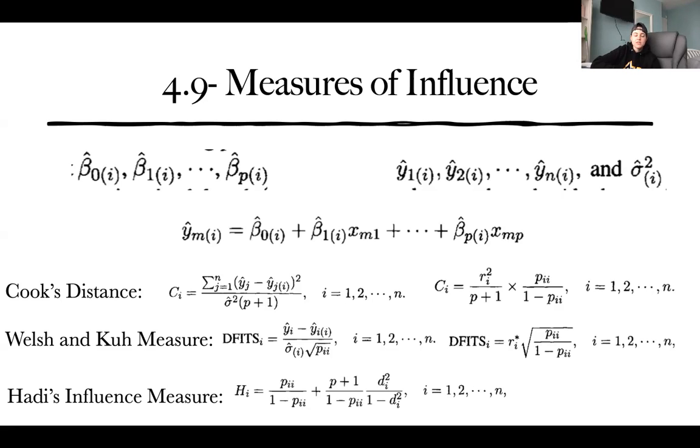So one more measure we have is called the Hadi's influence measure, and that can be denoted by H sub i, which we're going to find by having our p sub i value, dividing that by 1 minus our p sub i again, and then we're going to add that to p plus 1 over our 1 minus p sub i times our d sub i squared over our 1 minus d sub i squared again, where our d sub i is equal to our e sub i value divided by the radical of our SSE value that we know how to find from earlier videos.